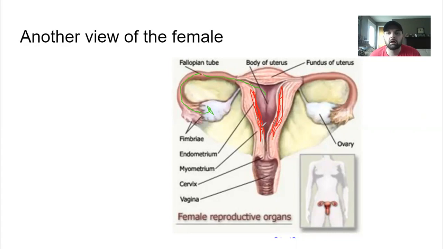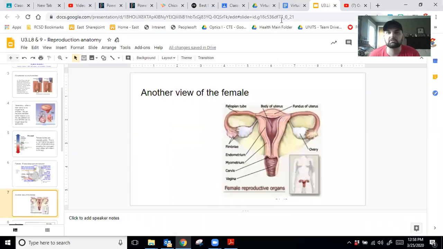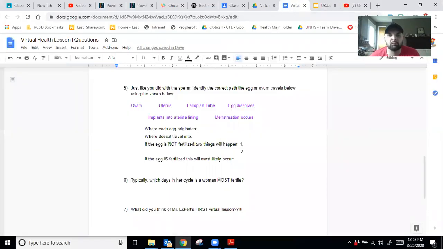So that is the female anatomy. So when we go to our questions, let me clear this. And then when I go into my questions, you have to talk about where the egg originates, where does it travel into. If the egg is not fertilized, two things happen. If the egg is fertilized, what will most likely occur?